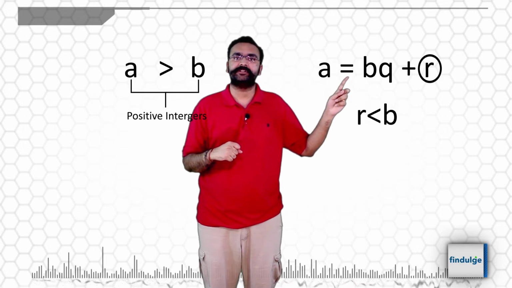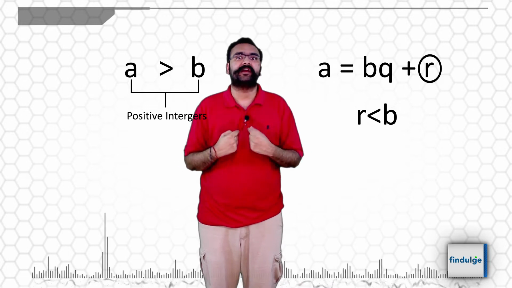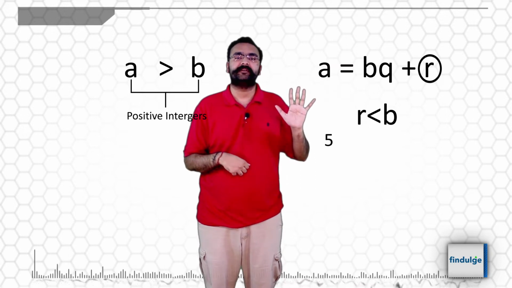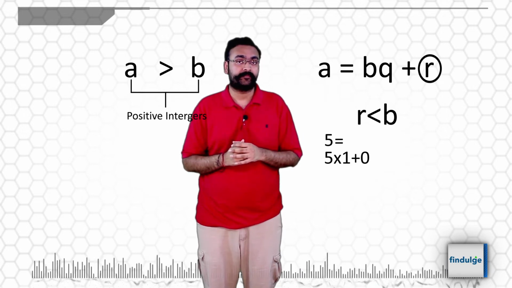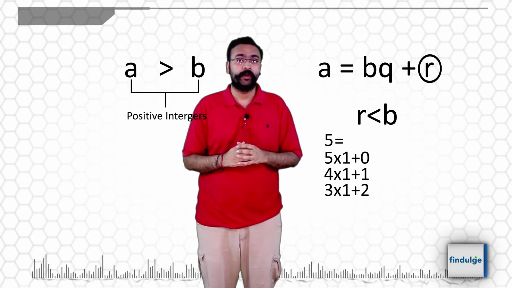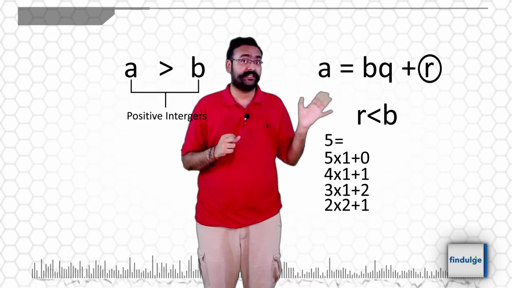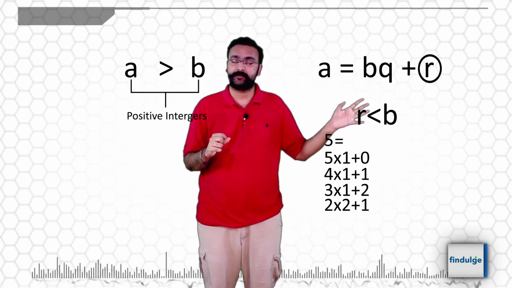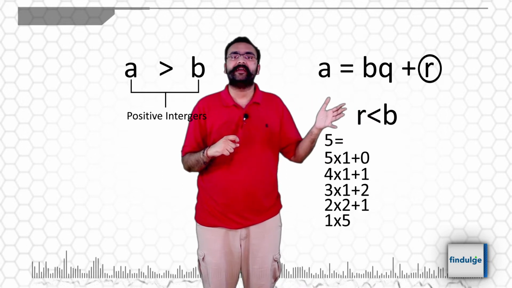Using this definition of integers, we can define integers according to how it's convenient for us. So an example of Euclid's division lemma is the number 5. 5 is equal to 5 into 1 plus 0, 4 into 1 plus 1, 3 into 1 plus 2, 2 into 2 plus 1, because if I do 2 into 1 plus 3, 3 is greater than 2, so not allowed, r has to be less than 2. 2 into 2 plus 1, and of course finally 1 into 5 plus 0.